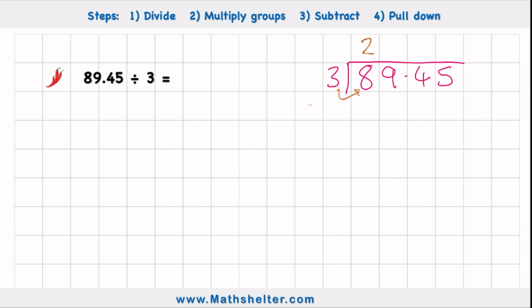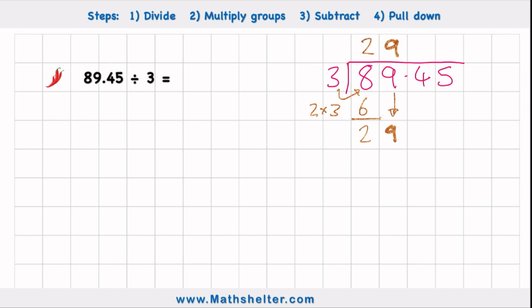How many groups was that away? 2 times 3 is 6. 8 subtract 6 leaves me with 2. Bring down my 9, 29. How many 3s are there in 29? 3, 6, 9, 12, 15, 18, 21, 24, 27. So I could get 9 whole groups.